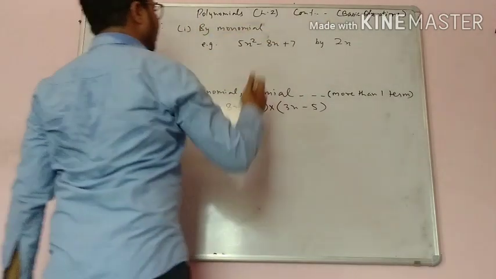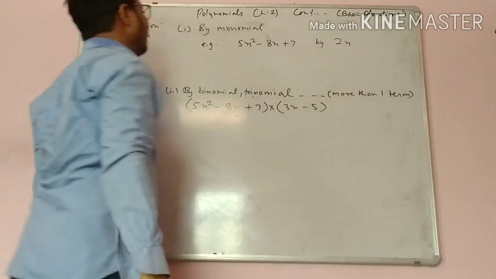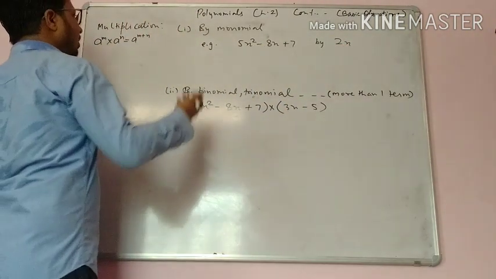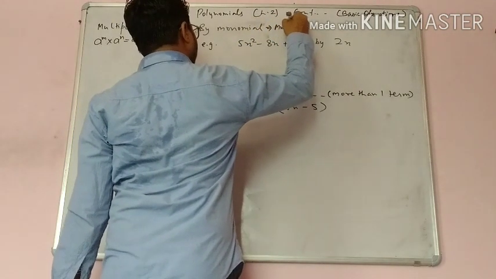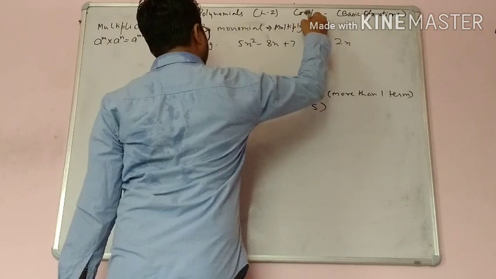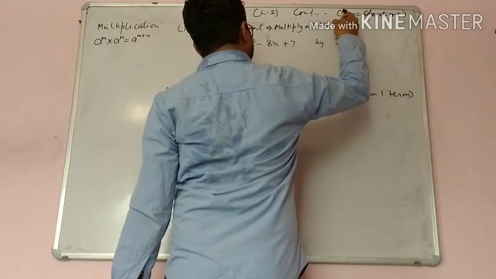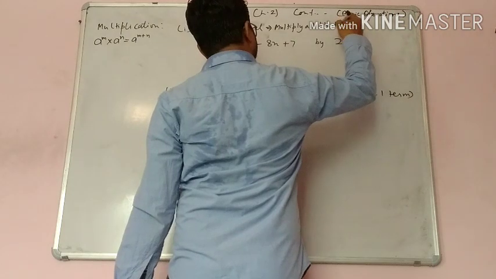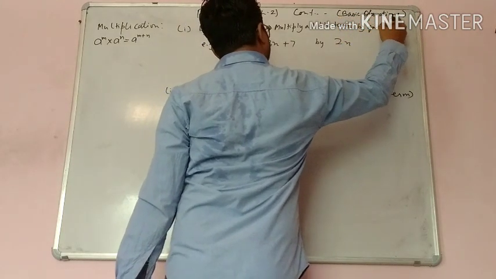Now, how can you multiply the given polynomial by a monomial? You have to multiply all the terms by the given monomial.